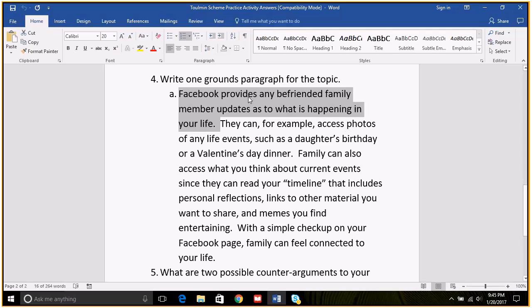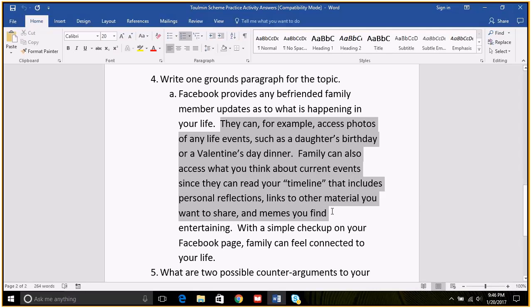So here I've got my main opinion. Facebook provides any befriended family member updates as to what is happening in your life. I'm going to have to prove in my body paragraph that Facebook actually does allow that to happen. So I'm going to have to give examples and explain what those examples mean a bit. I've tried to give a couple of examples here. My wife was nice enough to help me with my terminology here. It's been so long that the timeline I didn't have when I used Facebook at the time. It's just a wall. And so when I had said that while I was composing, my wife was nice enough to let me know that they don't have a wall anymore.